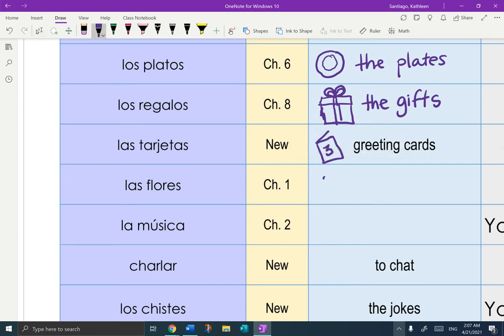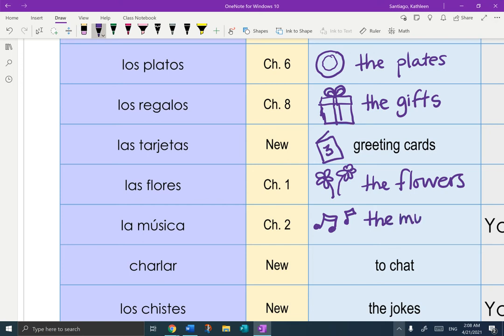Las flores, that is a word we know all the way back to chapter 1. Las flores. Okay, so the flowers. La música, cognate. I don't know too much, but I know I like to draw these. Okay, the music.